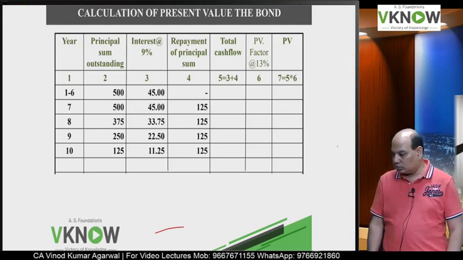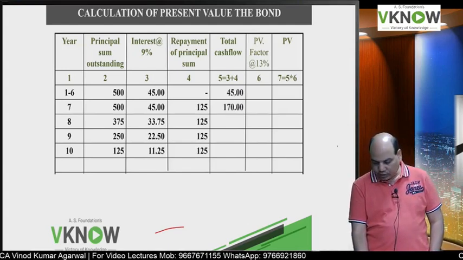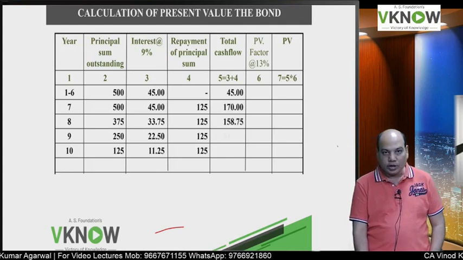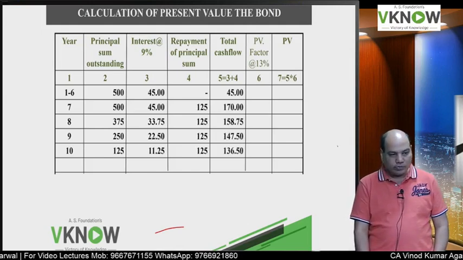Tell me the total now. Total will be 45, 170, 158.75, 147.50, 136.50.